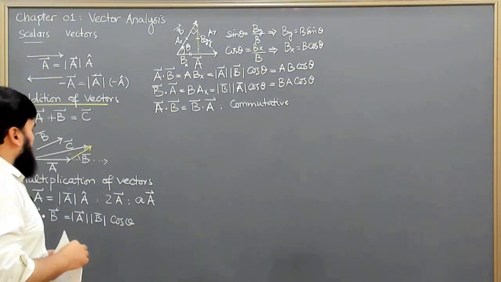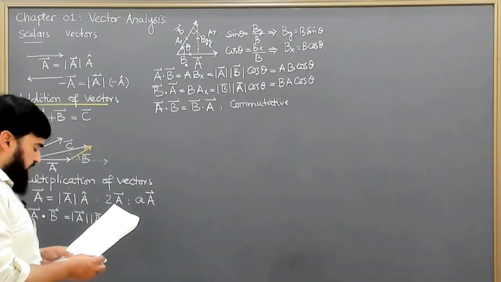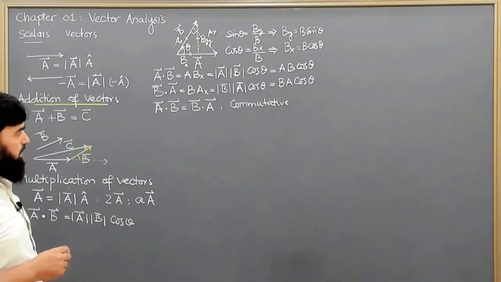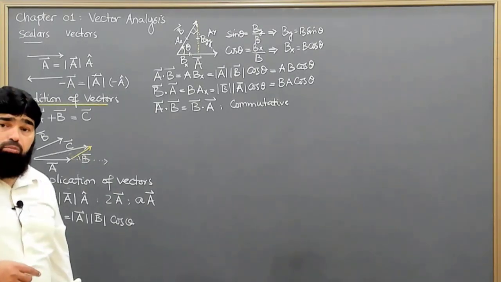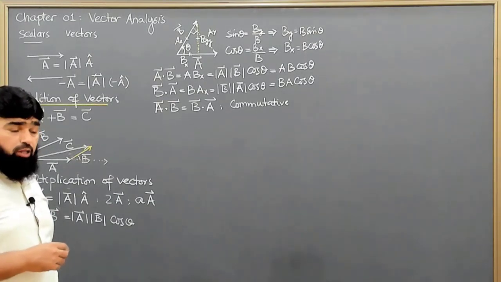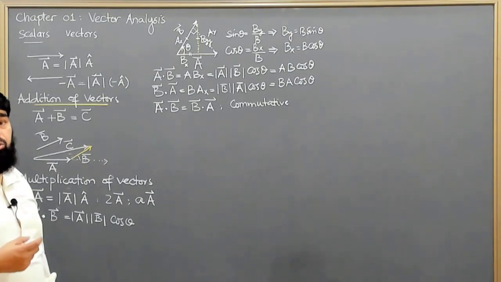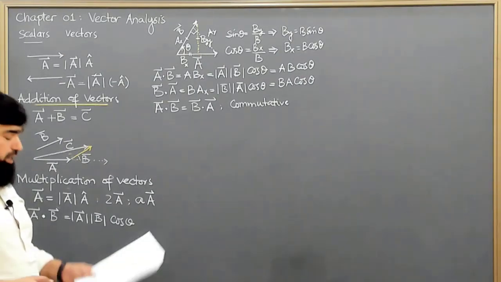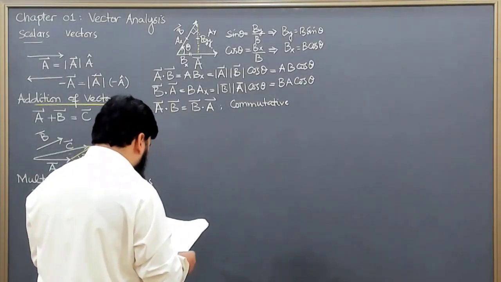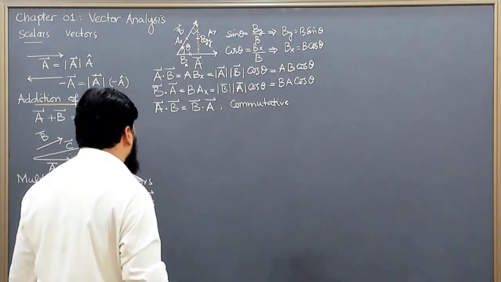And this is the product of the two vectors. We call it a scalar product, we call it a dot product, and another name is inner product. When we discuss it in component form, we will see that the inner components are being multiplied, and due to that reason we call it an inner product as well. So A dot B will be equal to B dot A.